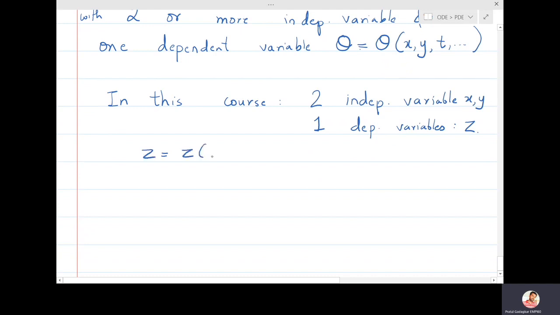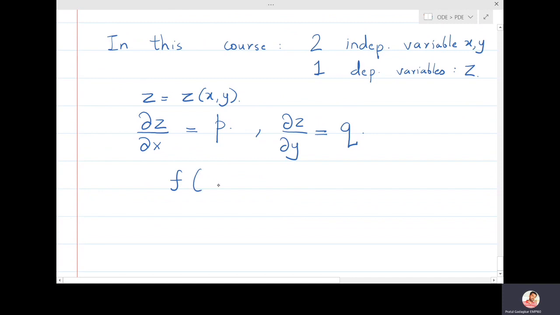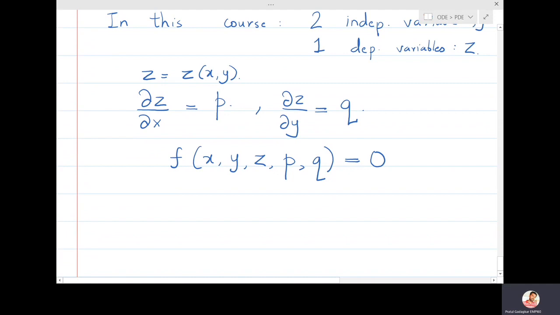The notation we will use is this: z is a function of x comma y, right? When I differentiate z with respect to x, I will denote it by p. And when I differentiate z with respect to y, I will denote it by q. So if I take a function z which depends on x and y, and the first derivatives of z with respect to x and y, and I make it equal to zero, this equation is the general form of which type of partial differential equation? This will be a partial differential equation of first order, because I have only used the first derivative of z.